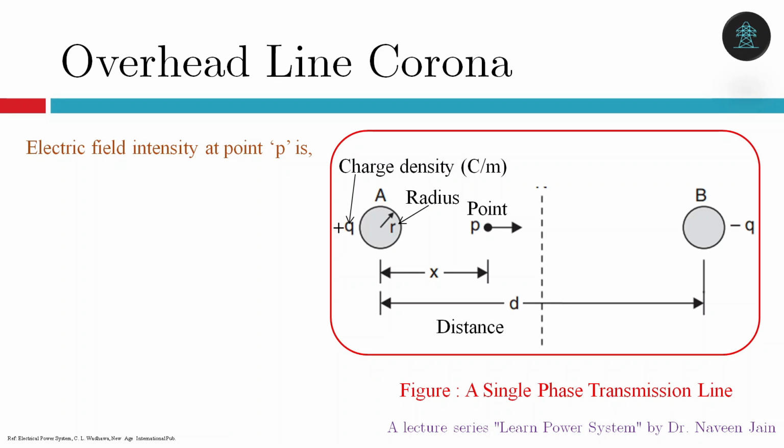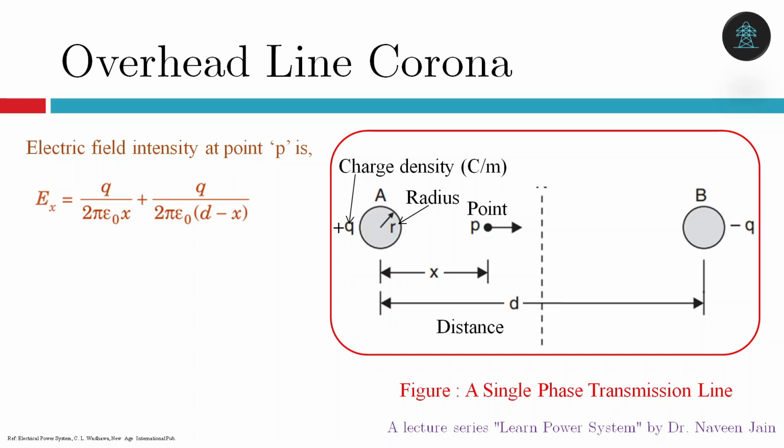Overhead line corona. Let us consider a single phase transmission line with radius r. Further, you can see two conductors and they are separated by a distance d, where you can clearly notice the distance d is very high as compared to the radius r. Further, we need to assume here charge density, that is shown by small letter q, and here we are interested in determining electric field intensity at point P, and that is given by this expression.